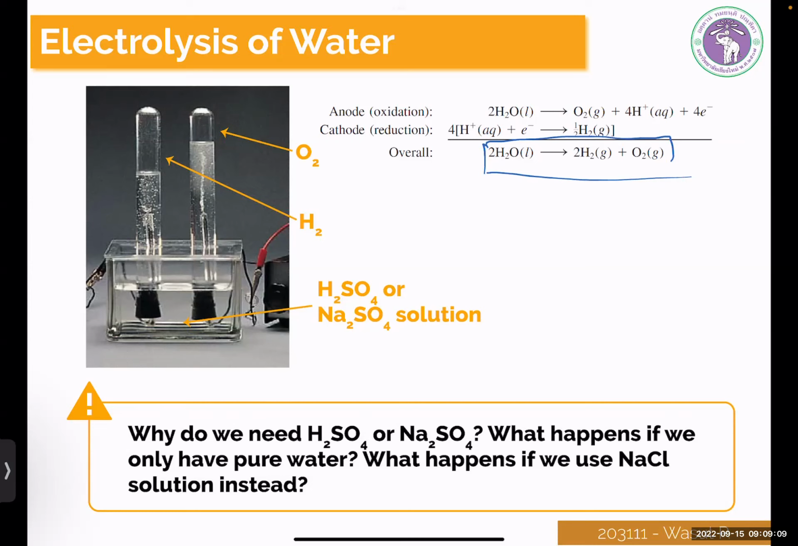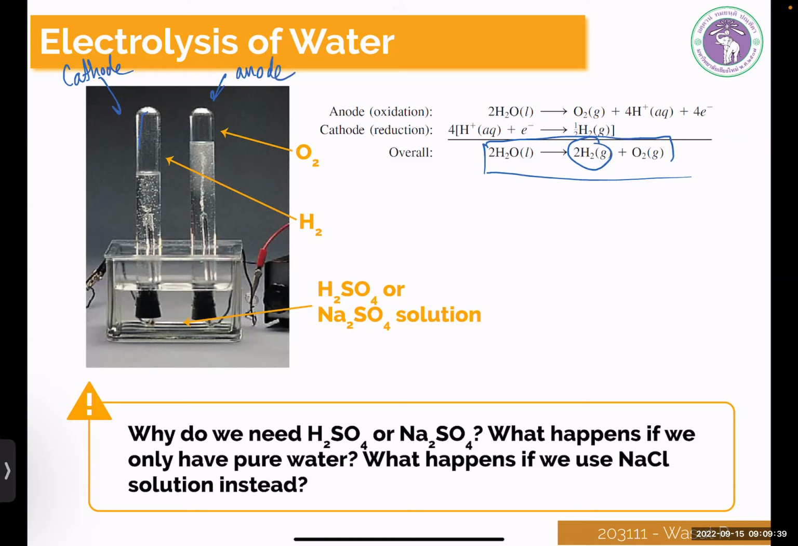So how do I know which one is oxygen and which one is hydrogen? If you study ideal gas, you can see that since there will always be twice as many moles of hydrogen as oxygen, it occupies about 2 times more volume as well. So I can know that this side is my cathode, where the hydrogen forms, and this side is my anode, where the oxygen forms.